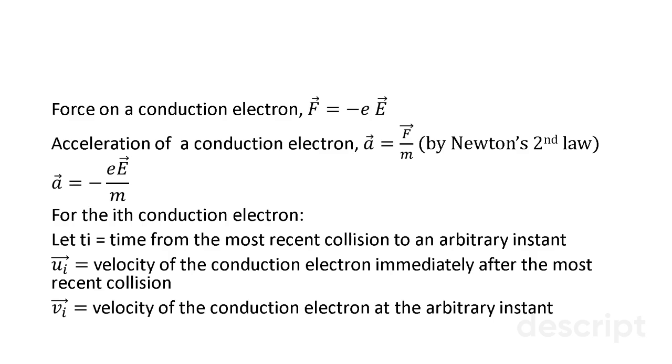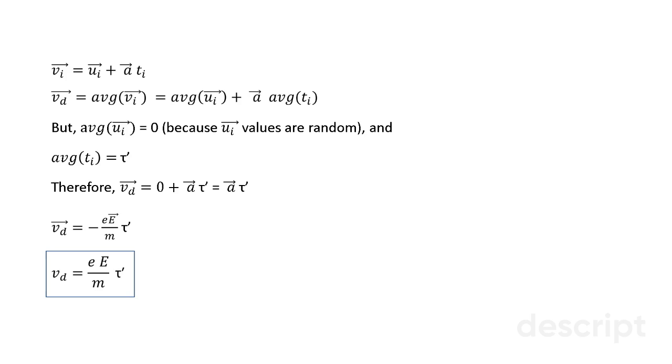For the ith conduction electron, suppose Ti is the time interval between the most recent collision and an arbitrary instant at which we want to find the drift velocity. Ui is the velocity of the conduction electron immediately after the most recent collision, and Vi is the velocity of the conduction electron at the arbitrary instant. Vi equals Ui plus a Ti. By definition, drift velocity Vd equals the average of Vi.